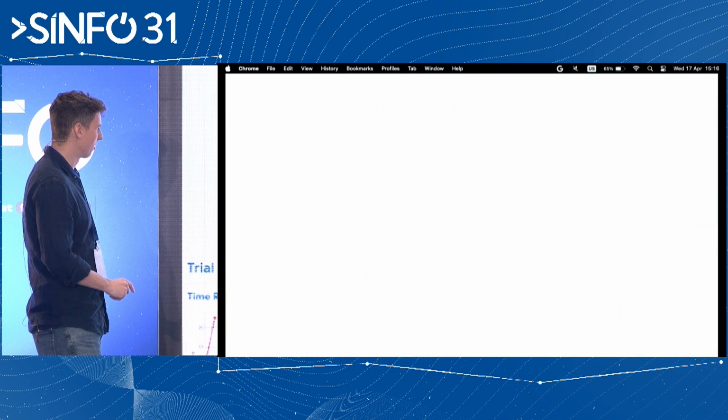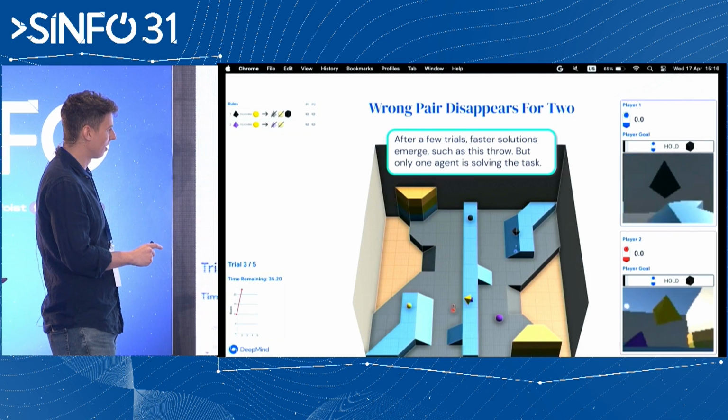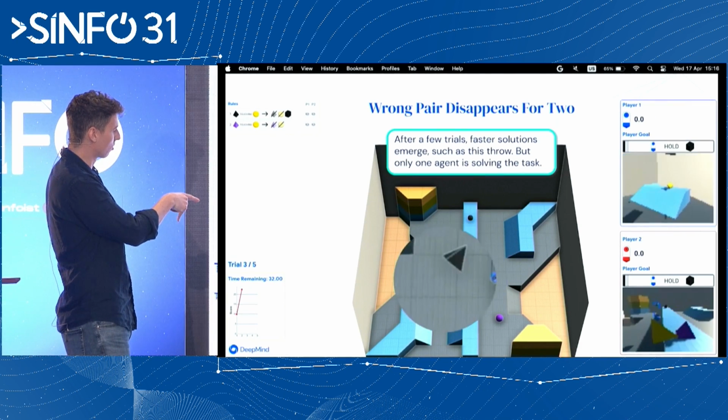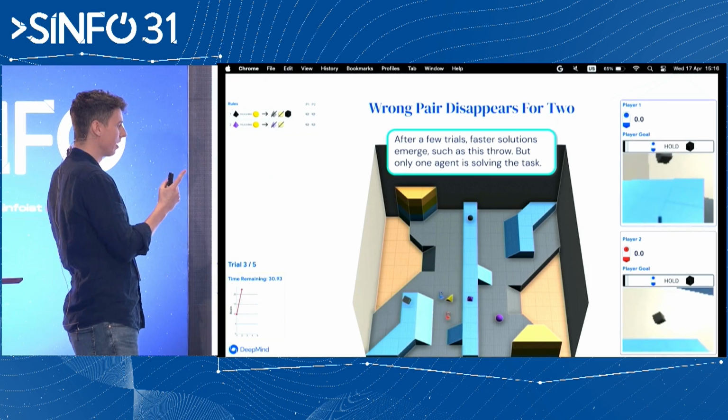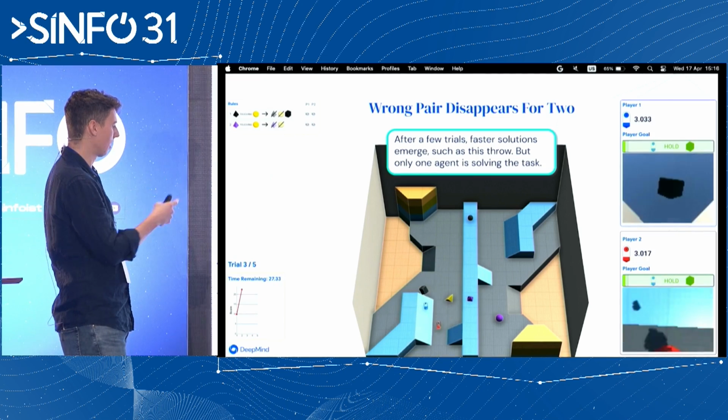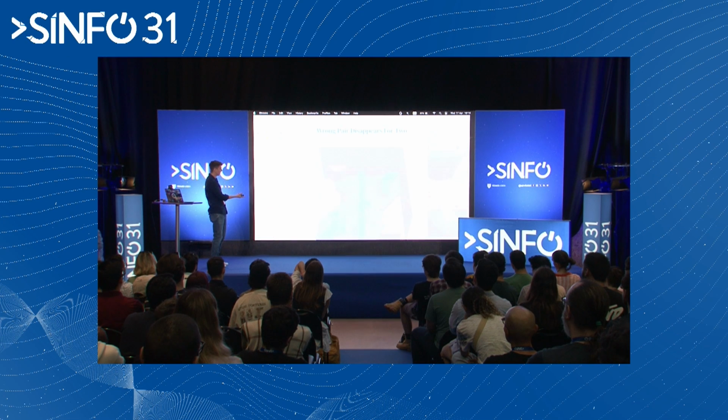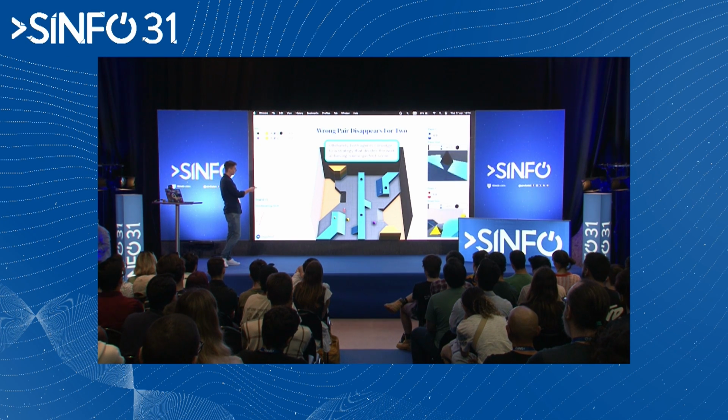But then they figure out some useful skills like throwing. But only one agent knows how to solve the game, right? And the other one gets the reward, but it didn't do anything. But then in the last trial, they actually cooperate. One brings one object, the other one brings the other one, and they actually solve the game cooperatively.